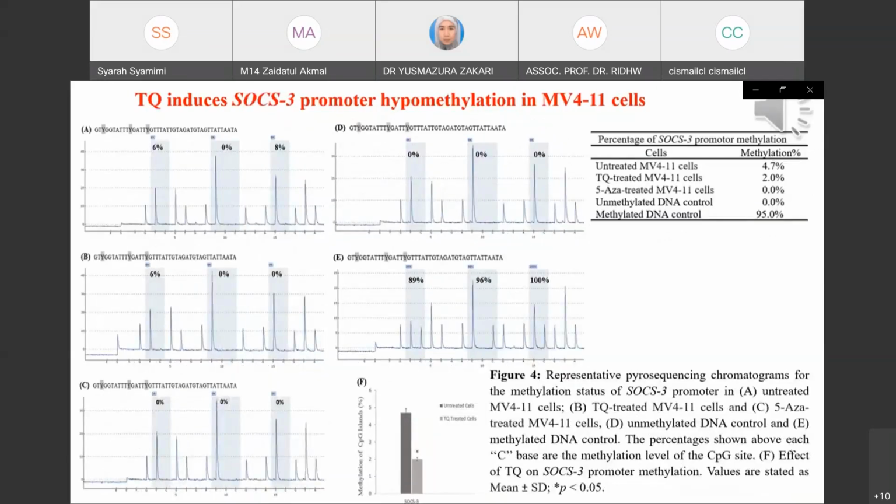Here, the graph shows that thymoquinone induces SOX3 promoter hypomethylation in MV4-11 cells. The percentage of methylation was 4.7% in the untreated control cells, which was decreased to 2% in thymoquinone-treated cells. The 5-azacitidine positive control shows a decrease to 0% methylation.